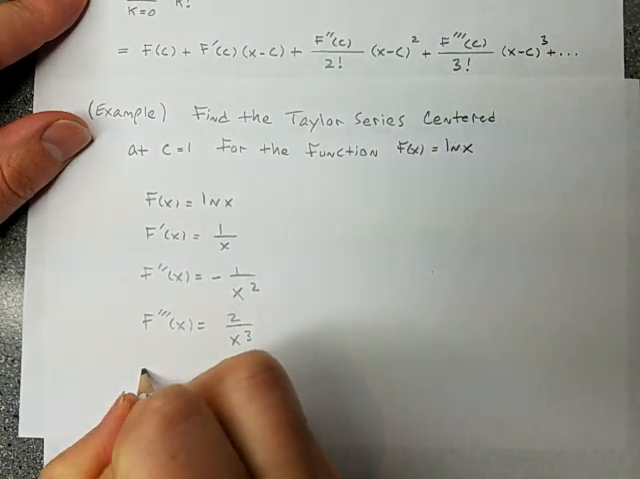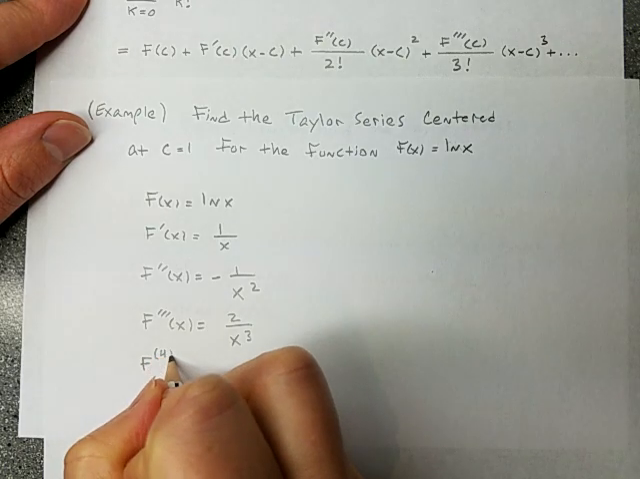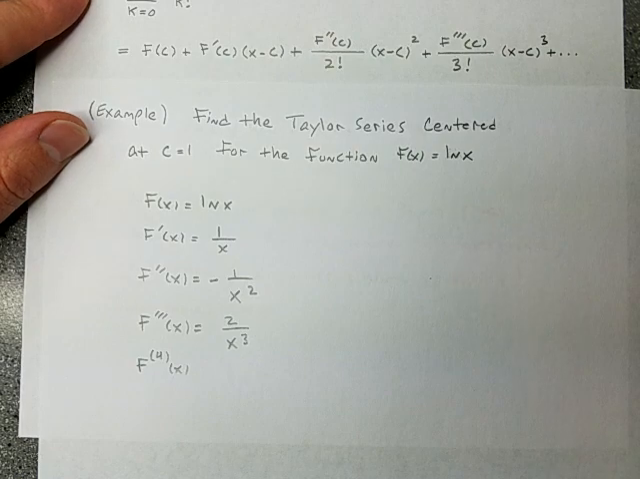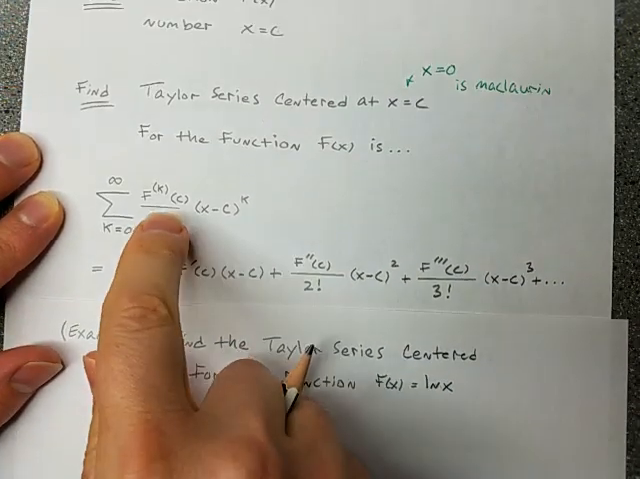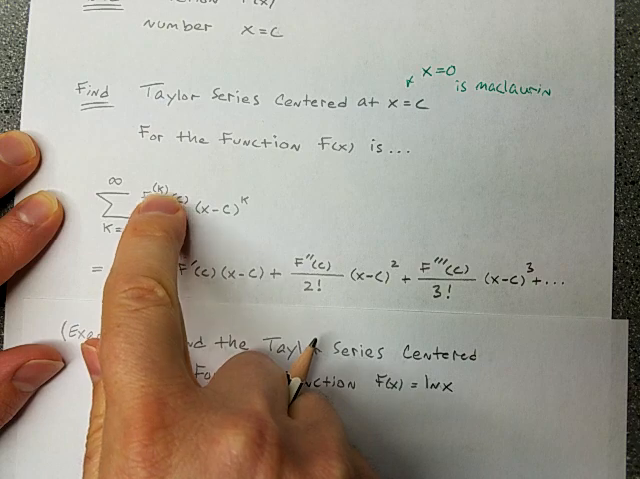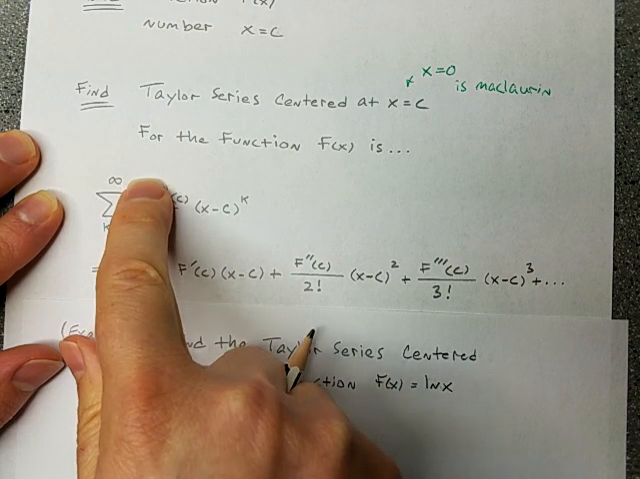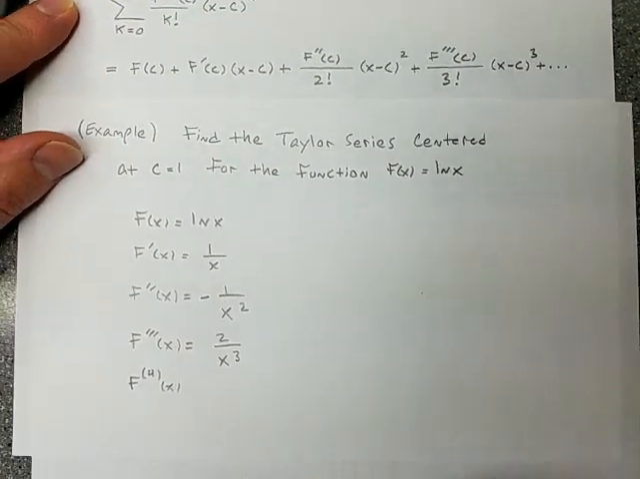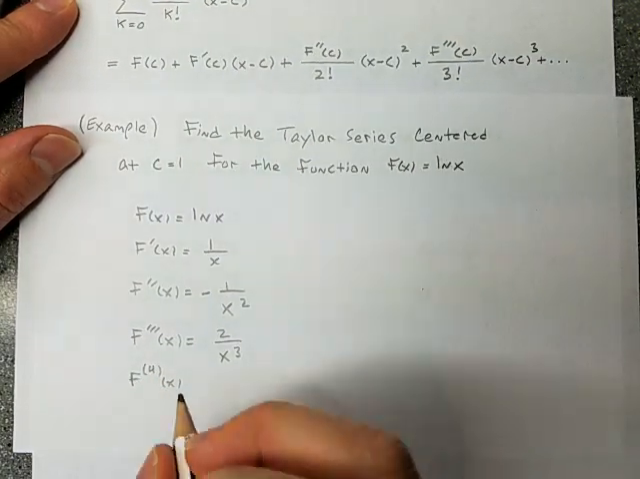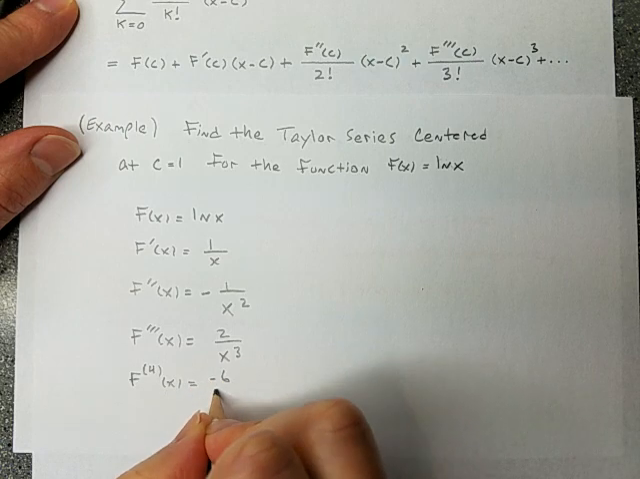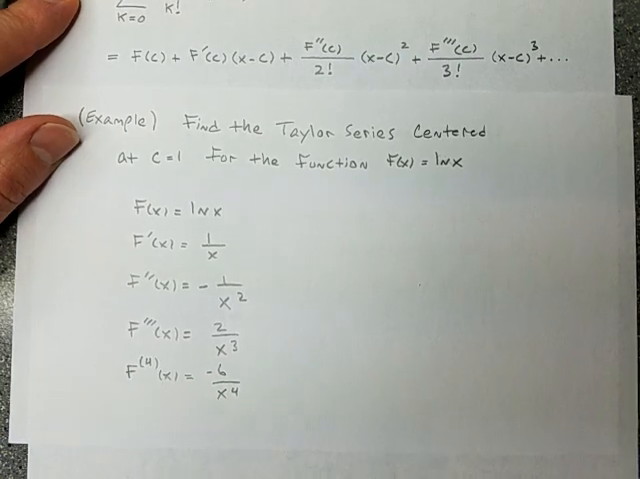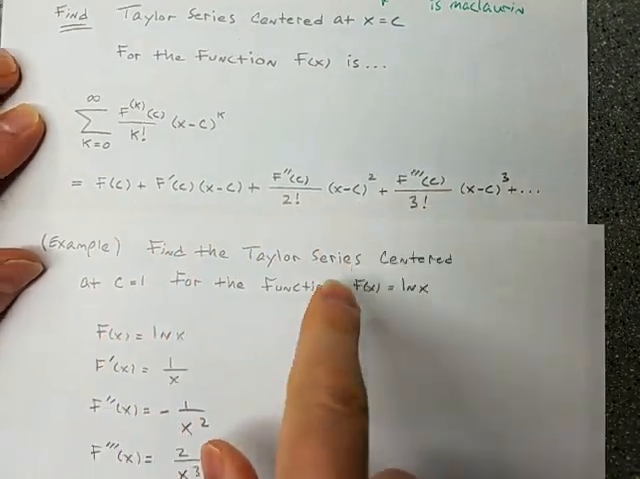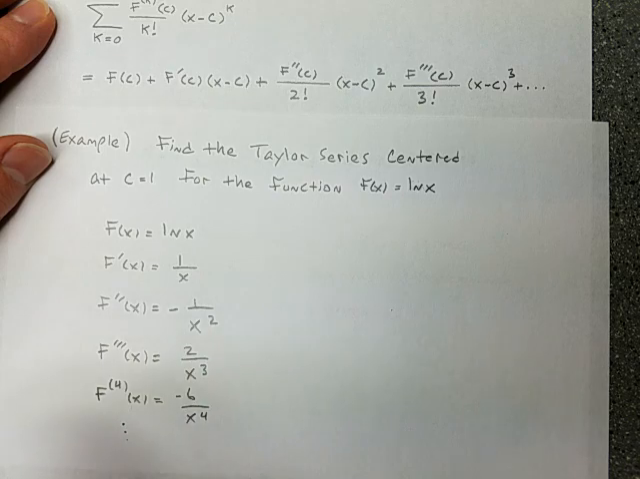Let's go ahead and find the fourth one. I could put 4 primes, 4 apostrophes if I wanted to. But when we put notation like that, that's not a power. F superscript parentheses k, close parentheses, that's the k order derivative. I'll write it like that. The fourth derivative is going to be negative 6 over x to the fourth. Okay? And those do keep going, right? This is an infinite series. I just hope that I'm writing enough of it down to find a pattern to it.